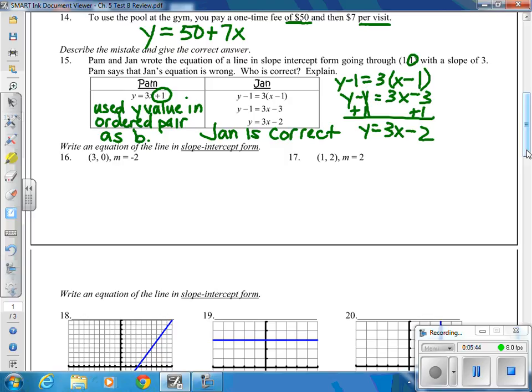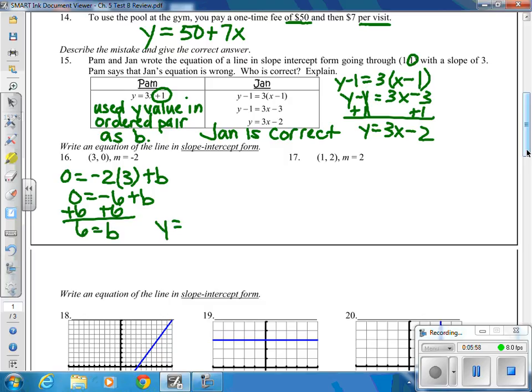All right, so for finding the b, you would have 0 equals negative 2 times 3 plus b. So that's 0 equals negative 6 plus b. Add the 6. So your b value is 6. Now that I know my m and my b, the answer to this problem is y equals negative 2x plus 6.